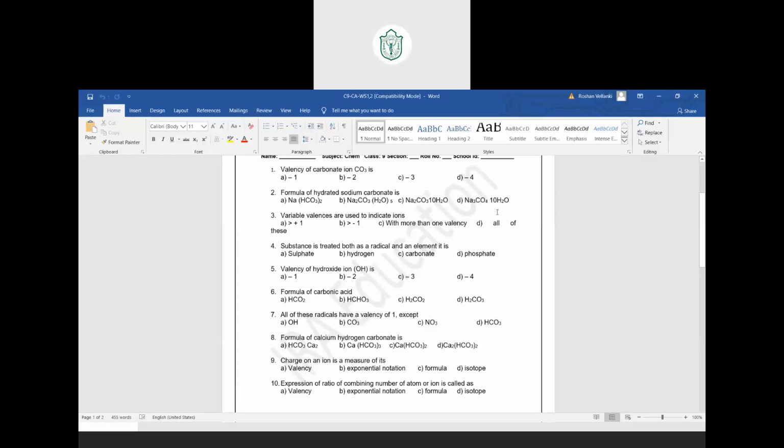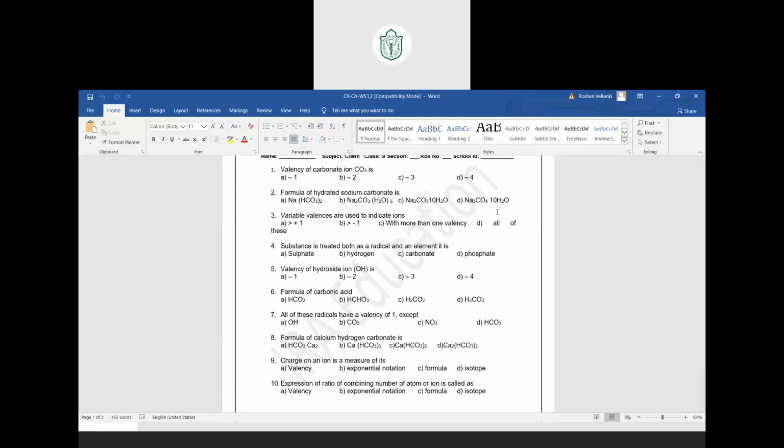In the second one, hydrated sodium carbonate is there. Are there any other forms of sodium carbonate? No. Sodium carbonate is available as Na2CO3. That is not a form. When it is exposed to the atmosphere, it forms a complex with water molecules. That is called water of crystallization.